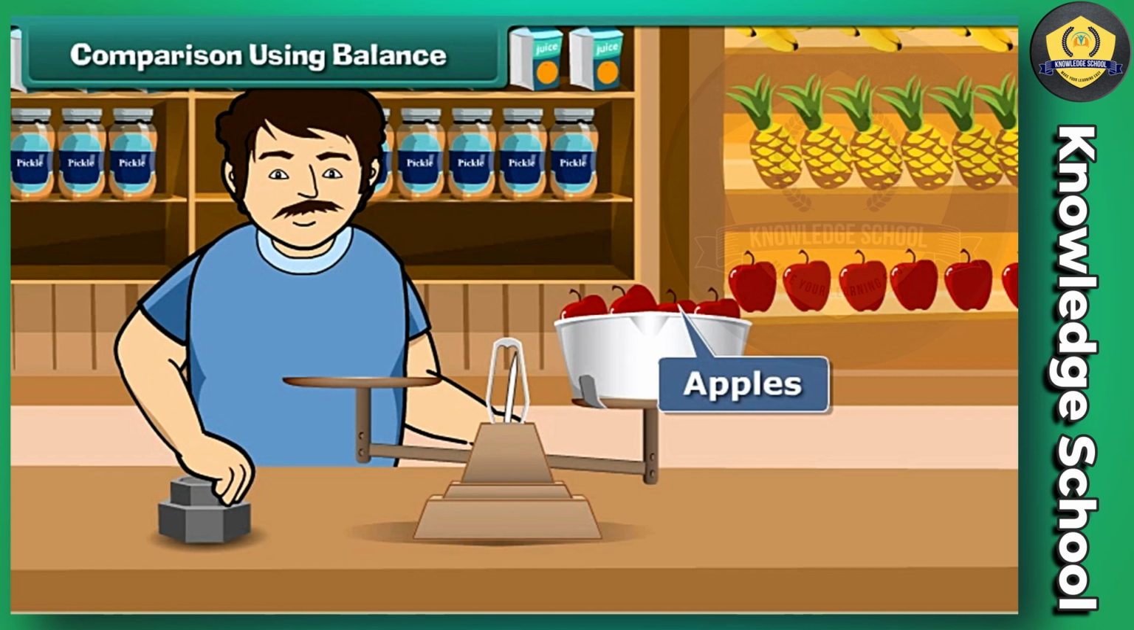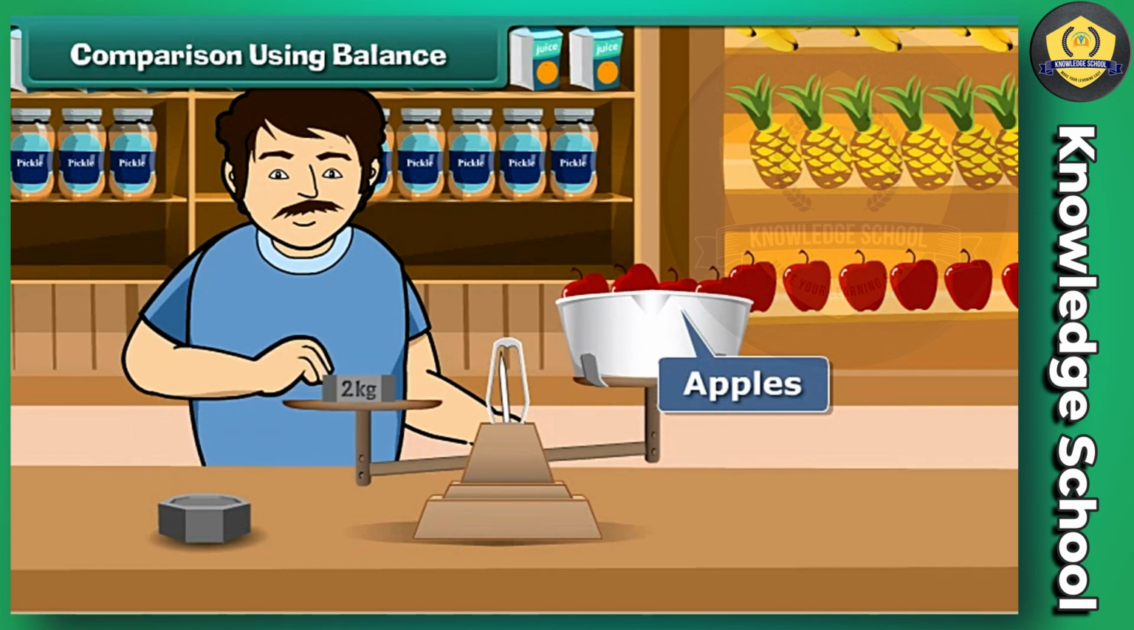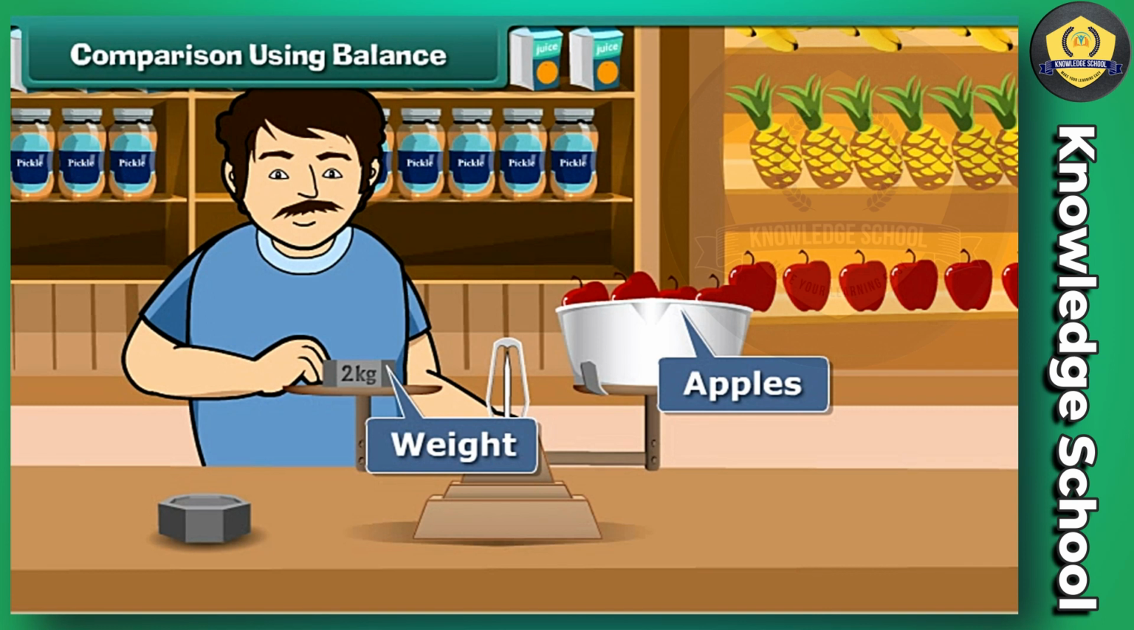An apple seller weighs apples by placing the apples on one side and the weights on the other side of the balance. The balance can also be used to compare weights.